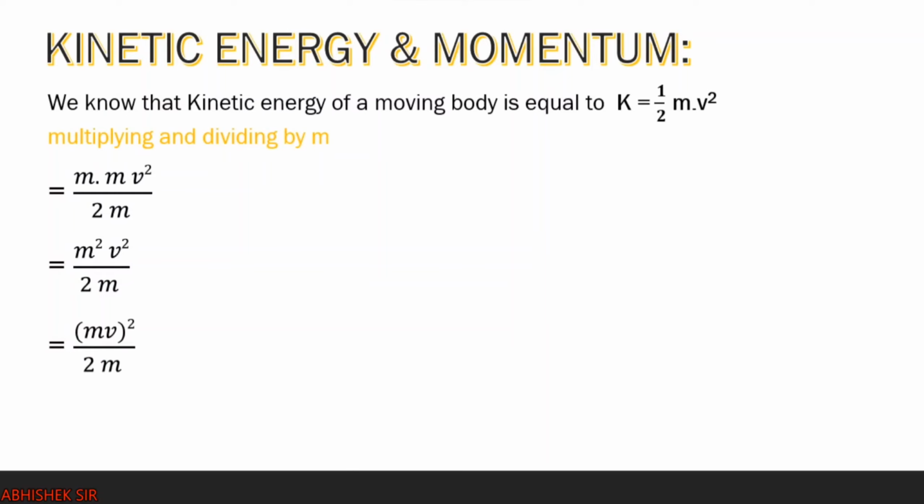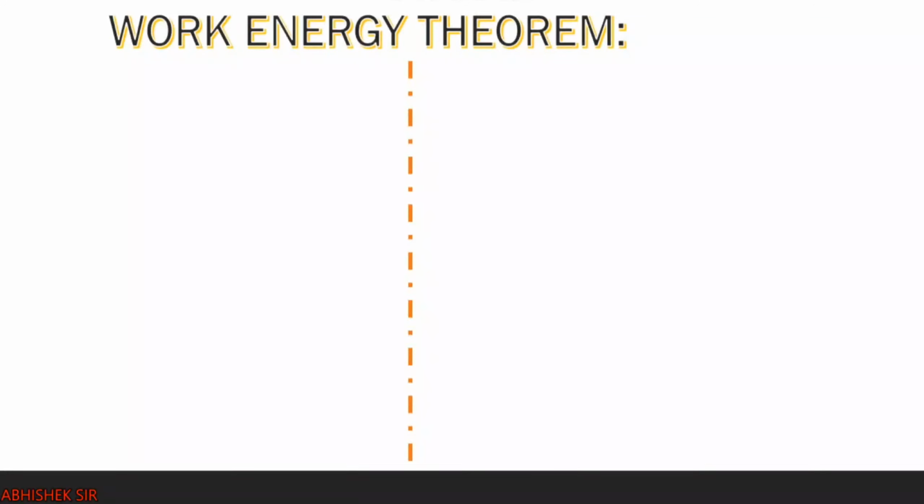Now here in this step we can put p instead of mv. So whole mv whole square will become p square upon 2m. So this is the relation between kinetic energy and momentum of a body: K equals p square by 2m. Accordingly, you can interchange between kinetic energy and momentum.